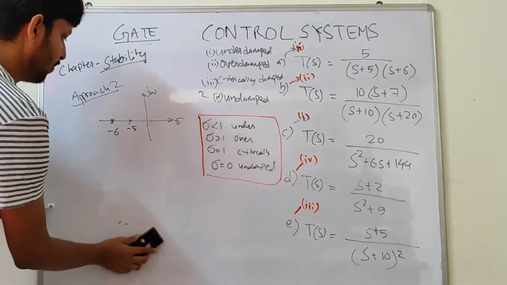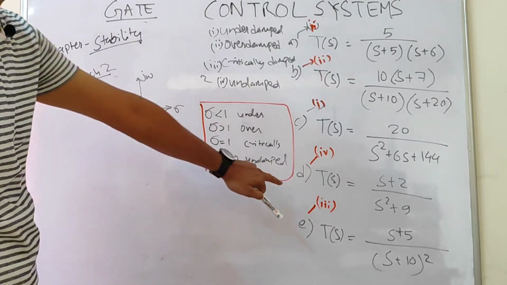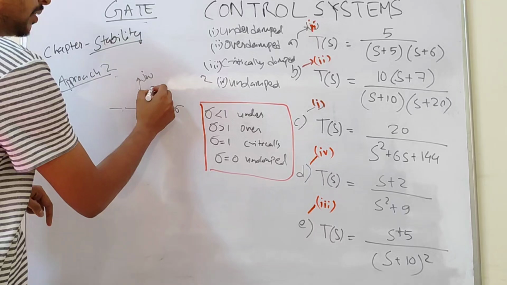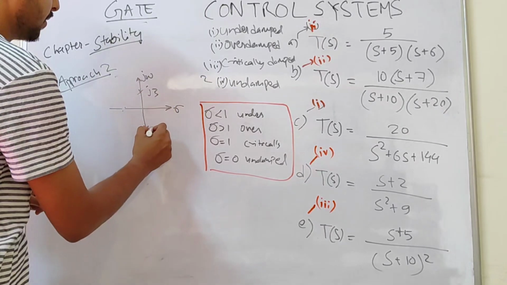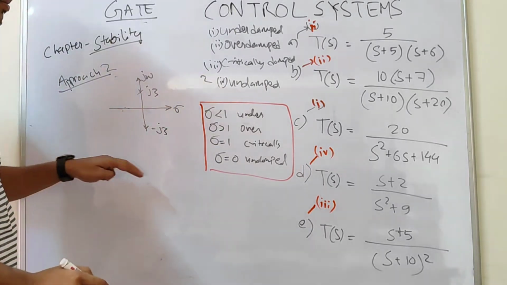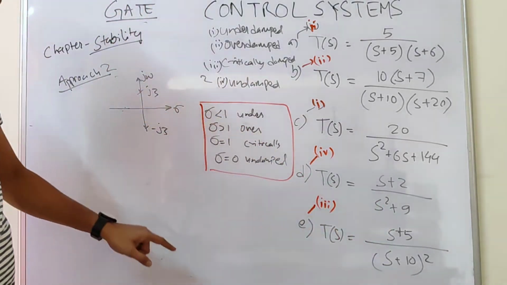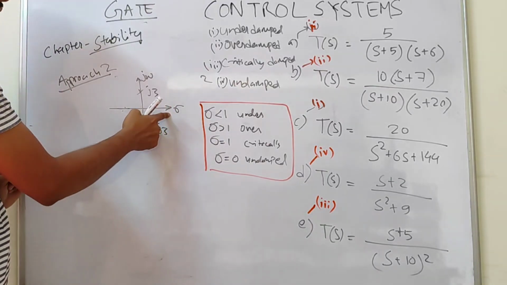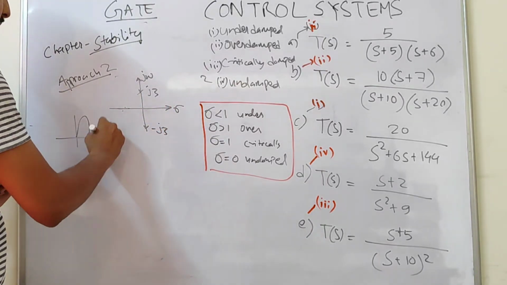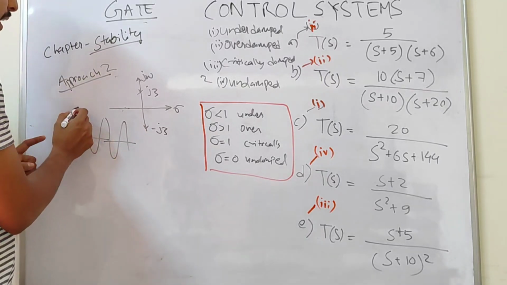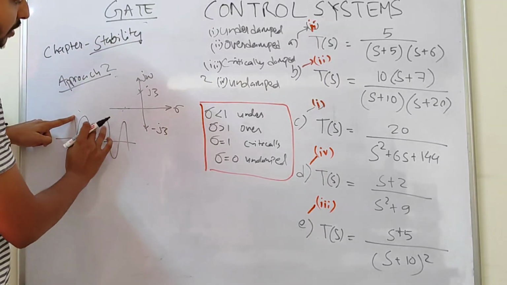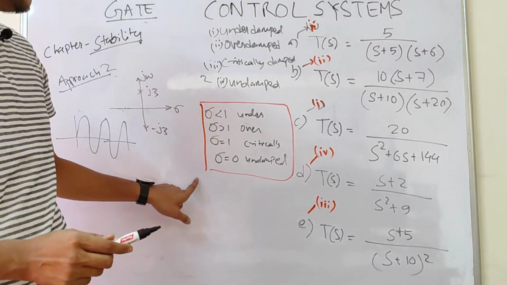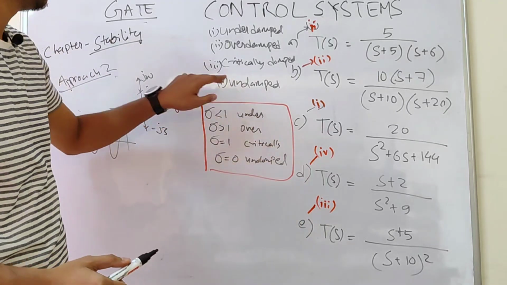Now let's see the D case. Yeah, so it's lying on j3 and -j3. That's the poles, right? If you find the roots of that, there is no damping factor, so sigma is 0, and there is only oscillation here. It won't damp. If there was a damping factor, this sinusoidal would be dying out slowly, right? So this is your undamped system.